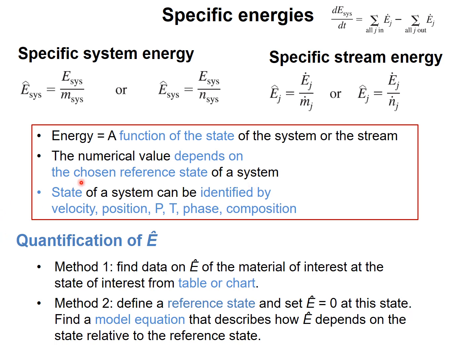The third one, the state of a system. I have said energy is a state function. What is the state? The state of a system can be identified by velocity, position, and mechanical properties, but usually we don't use these. More important state variables are pressure, temperature, phase, and composition: P, T, phase, X. Maybe you could expect it.